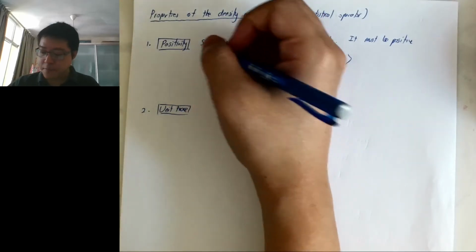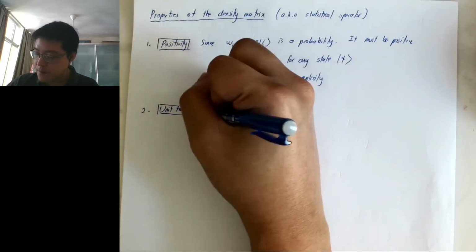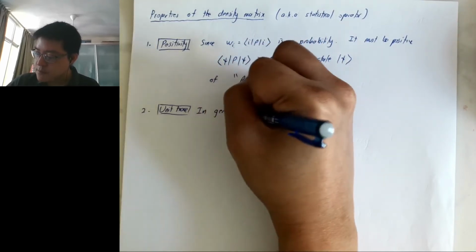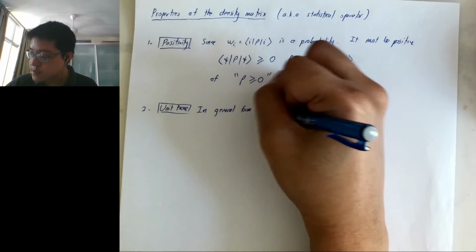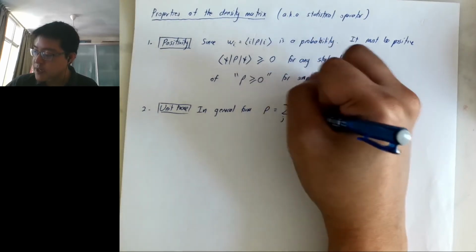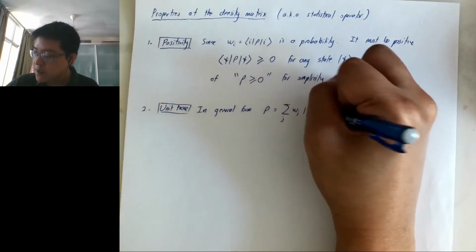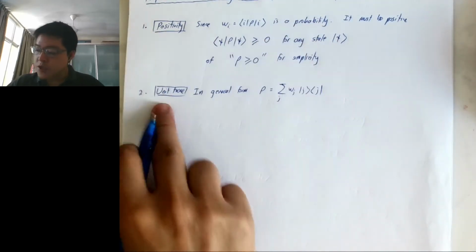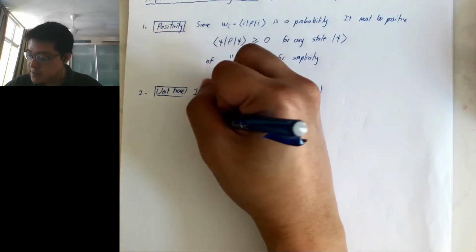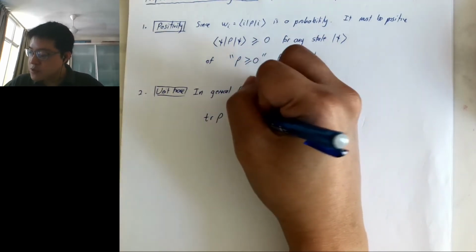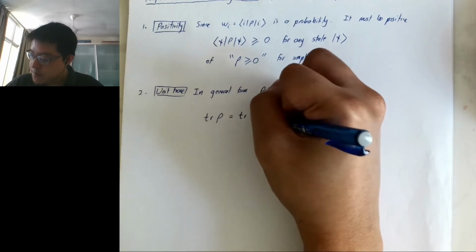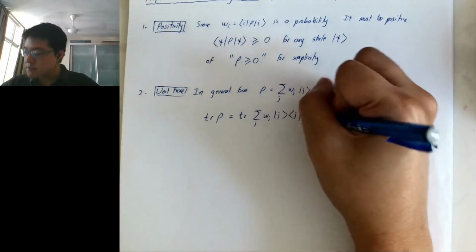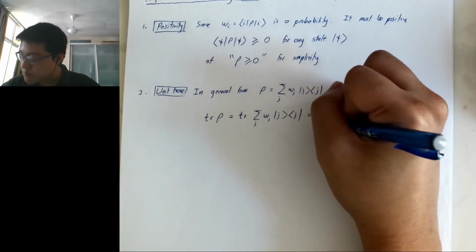So in the general form, let's look at why it has unit trace. For an arbitrary basis, we have the summation over j of the weights Wj, times the corresponding ket-bra, right? We are mixing different states. The unit trace means the trace must be equal to 1. Let's find out, what is the trace of rho? So the trace of rho is the trace of this thing. And the trace of this thing, you can put the trace inside.